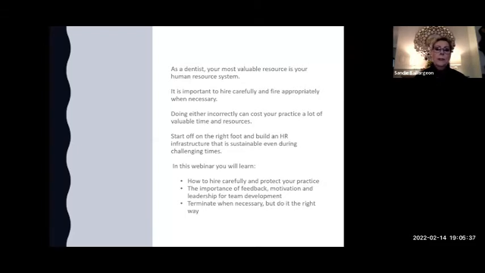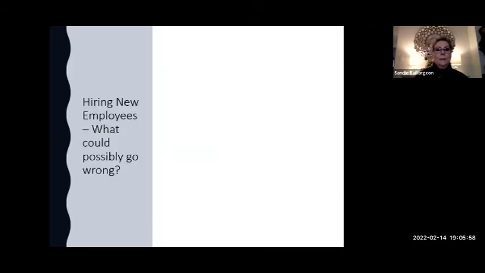And if you need to correct any behaviors, to correct them properly, and then to terminate if you need to do that, but that has to be done in a process as well. So tonight we're going to learn how to hire carefully, the importance of feedback, motivation, and leadership for team development, as well as how to terminate when necessary, but do it the right way.